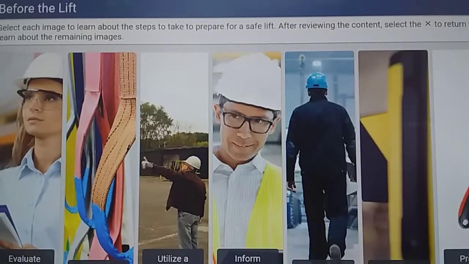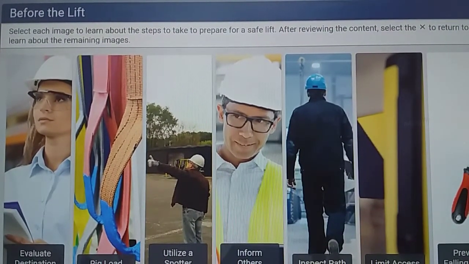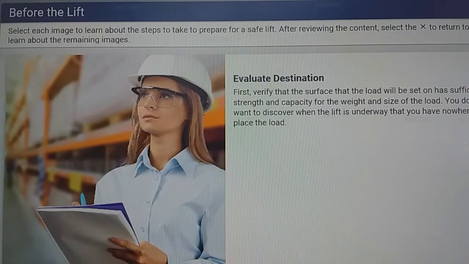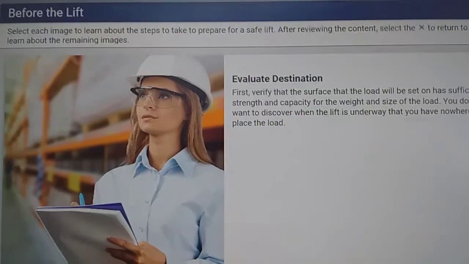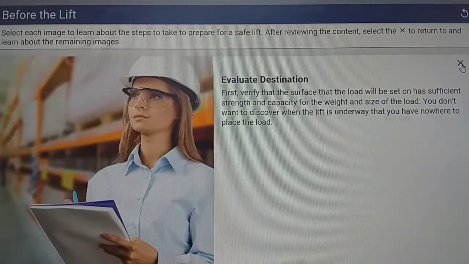Select each image to learn about the steps to take to prepare for a safe lift. After reviewing the content, select the X to return to and learn about the remaining images. First, verify that the surface that the load will be set on has sufficient strength and capacity for the weight and size of the load. You don't want to discover when the lift is underway that you have nowhere to place the load.